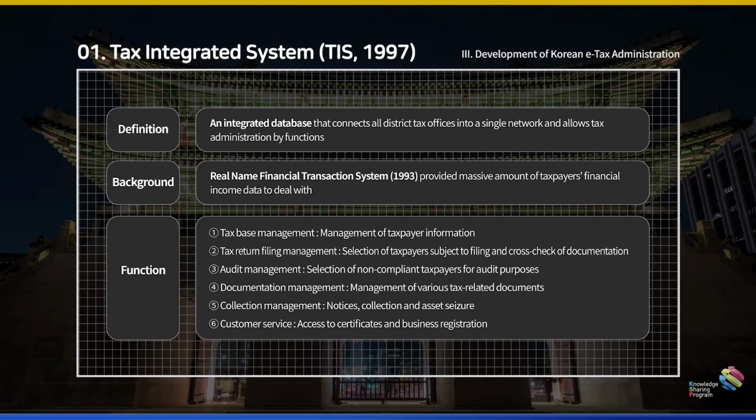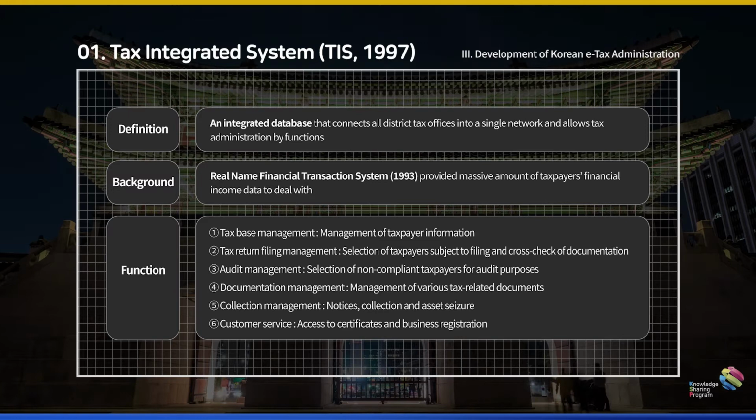The main functions of TIS can be summarized into 6 areas. First, TIS offers tax-based management by managing taxpayers' information. Then, through the tax return filing management, TIS offers a selection of taxpayers subject to filing and cross-checking of documentation.